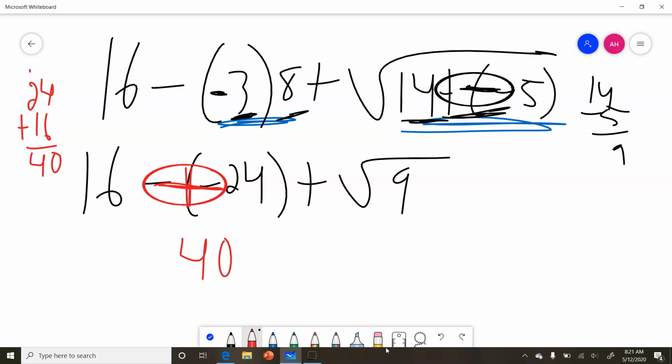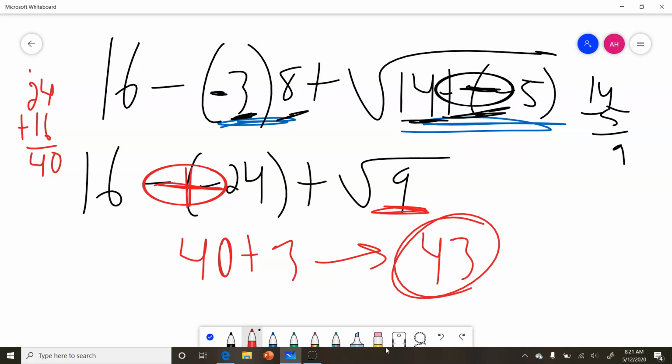So I have 40 plus, and then I say, what is the square root of 9? The square root of 9 is 3. So 40 plus 3 then, as my total answer, is 43.